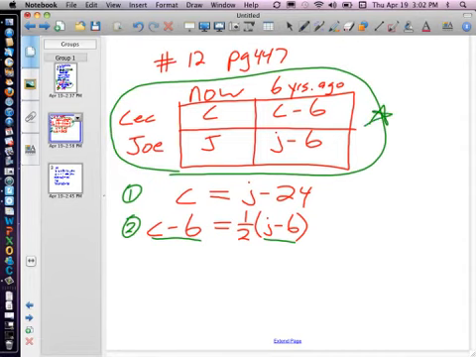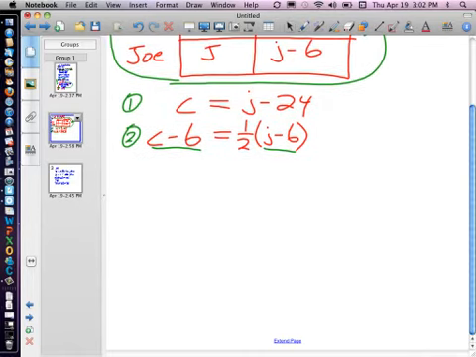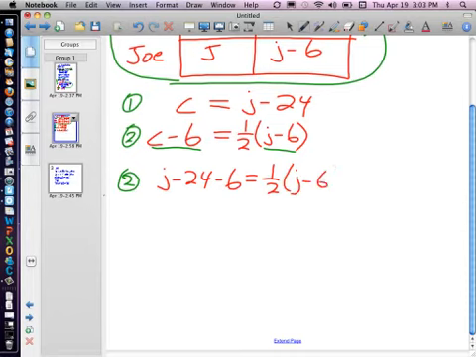Okay, I'm going to star it for you. So we have an equation 1 and equation 2. This looks pretty set up for a substitution once again, so let's solve it that way. Let's go to equation 2 and plug in C. For C, we're going to write J minus 24, minus 6 equals 1/2 of J minus 6. So again, I've rewritten equation 2, but I've substituted the value from equation 1 for C. I just put that in right here for C.